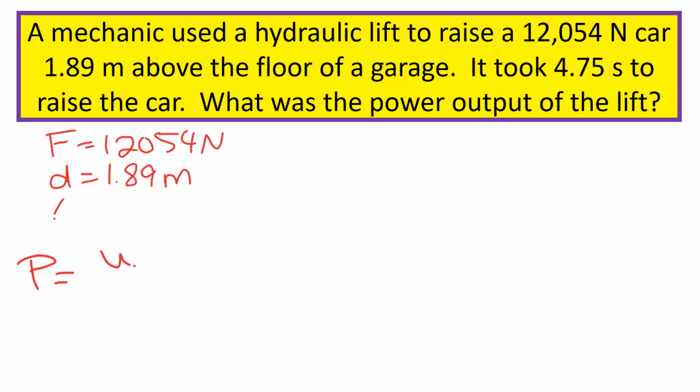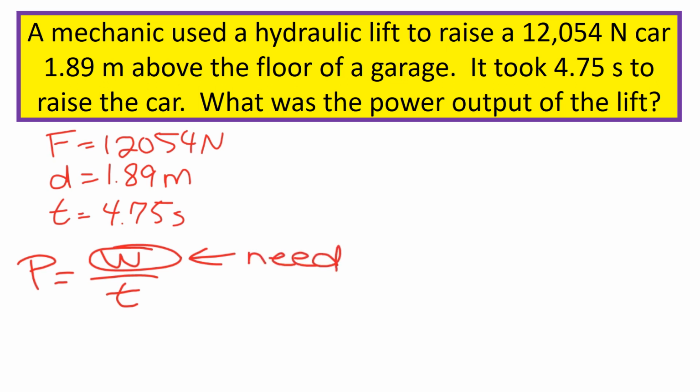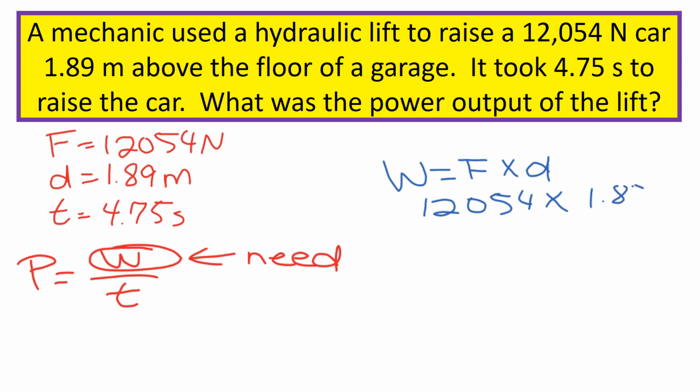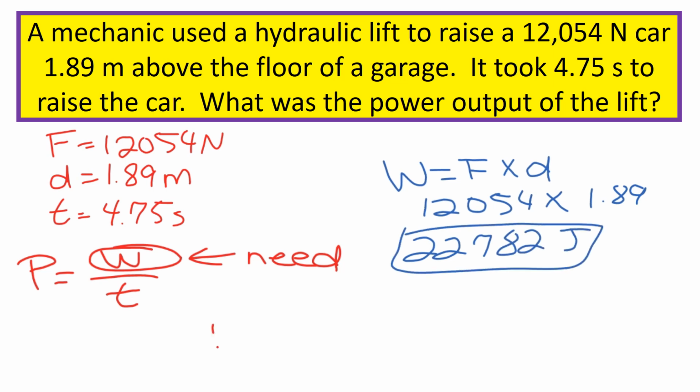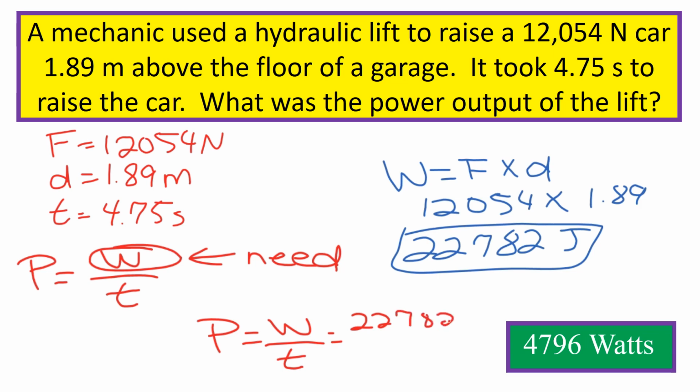But notice, the equation for power is work divided by time. So in order for us to solve for power, we first need to solve for work. We can do that with the information we know, can't we? Well, yes, we can. We can simply plug in the numbers for force and distance into the equation for work, which would give us 12,054 newtons times 1.89, giving us work of 22,782 joules. Now we can plug in these values for work and time into the power equation, giving us 4,796 watts.